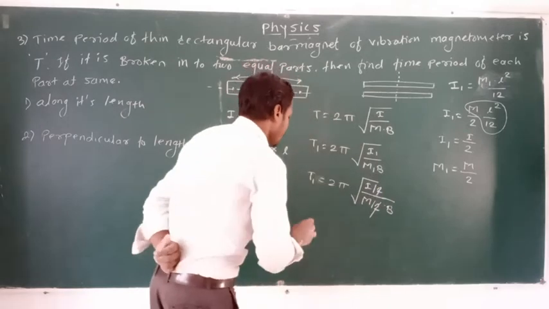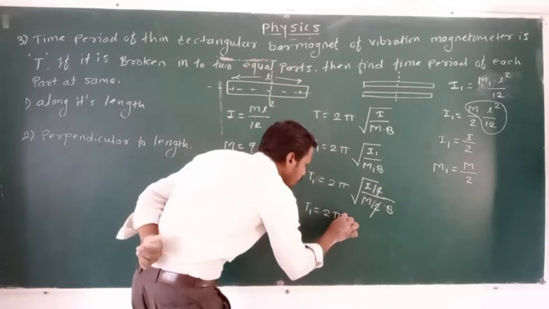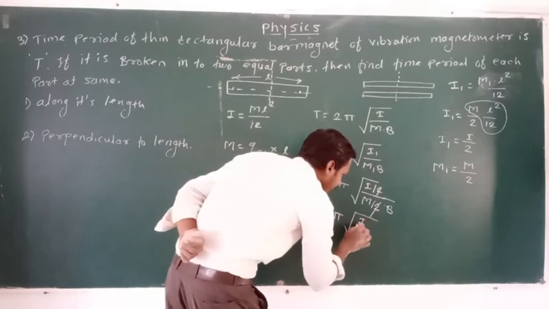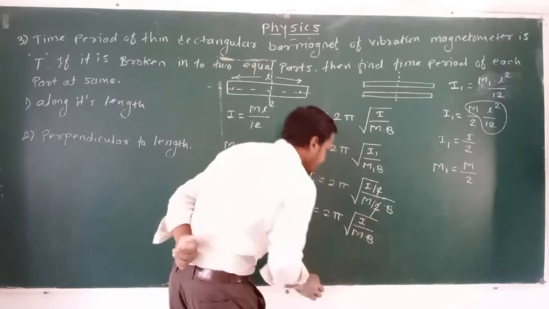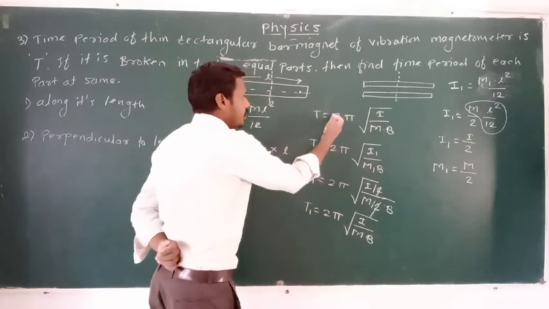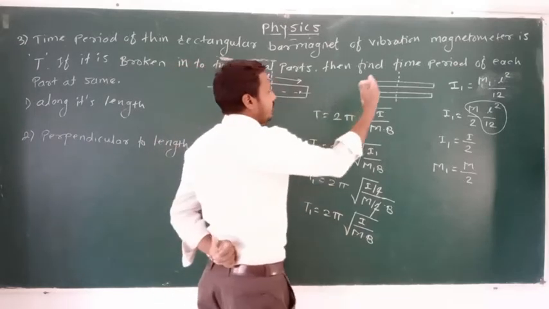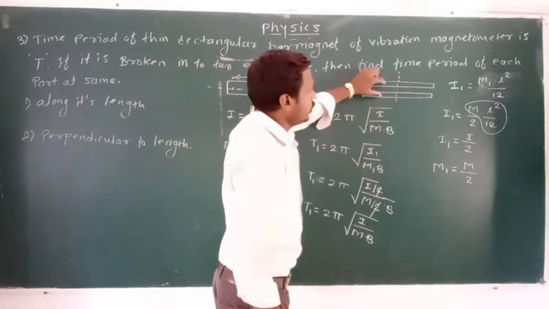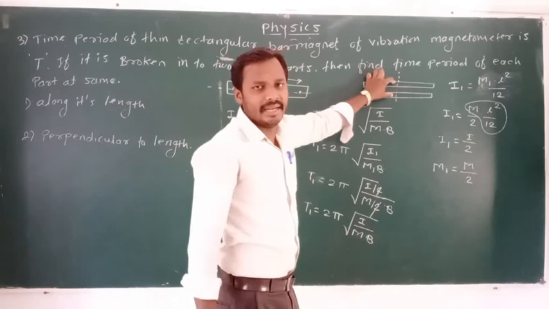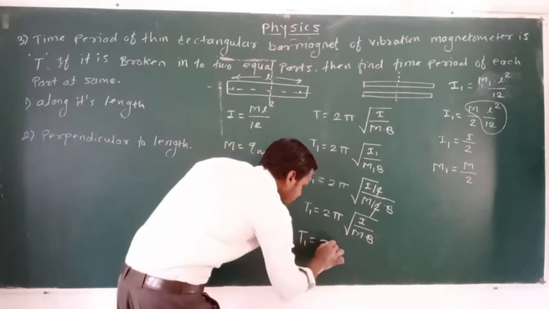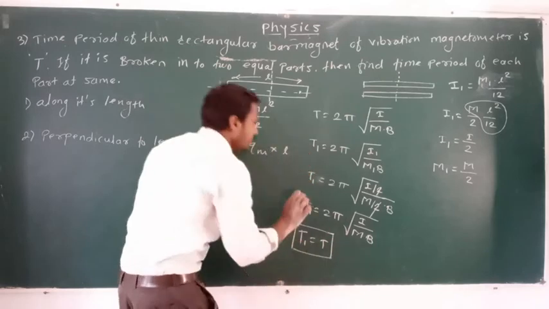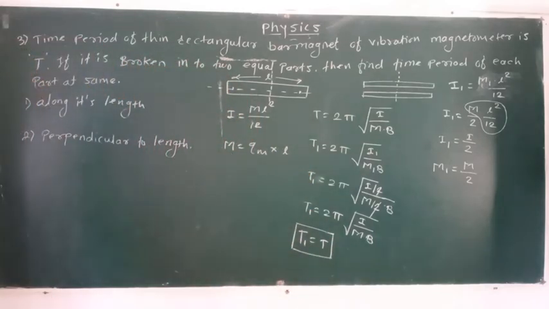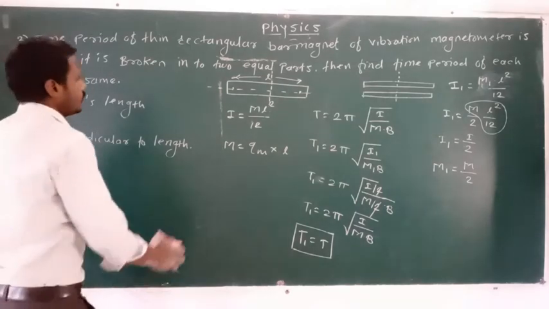The 2 gets cancelled. We can write T1 is equal to 2 pi under root I divided by M into B. That is, there is no difference between the time period of the original bar magnet and the bar magnet broken into two equal parts along its length. That is, T1 is equal to T. This is the first case. Now, about the second case.